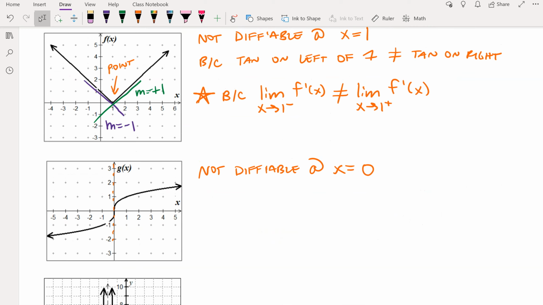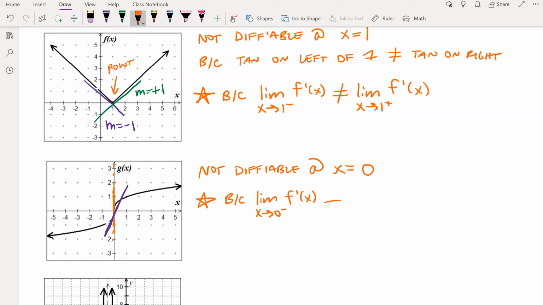Okay, so this is not differentiable at x equals 0 because we have a vertical tangent line at x equals 0. And it's for the same reason. So we're going to say because the limit as x approaches 0 from the left of the derivative, so that's the slope of the tangent line on the left. Let's go ahead and draw that. Slope of the tangent line on the left would be like this slope, right? It's a positive slope. It's pretty steep.